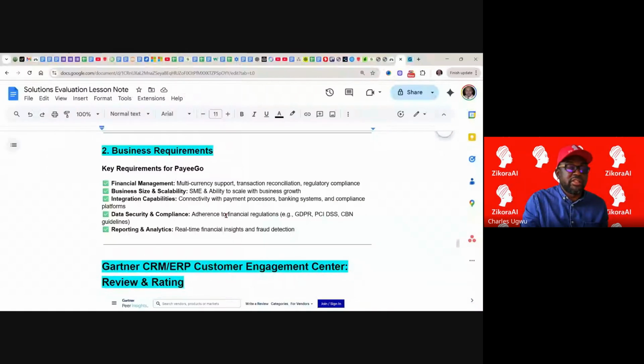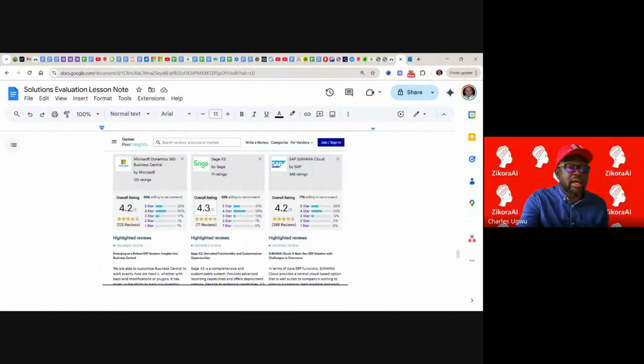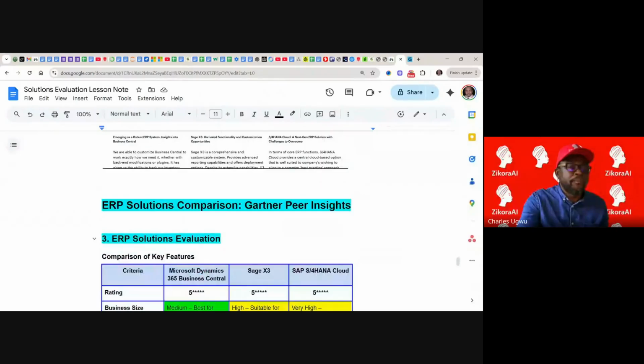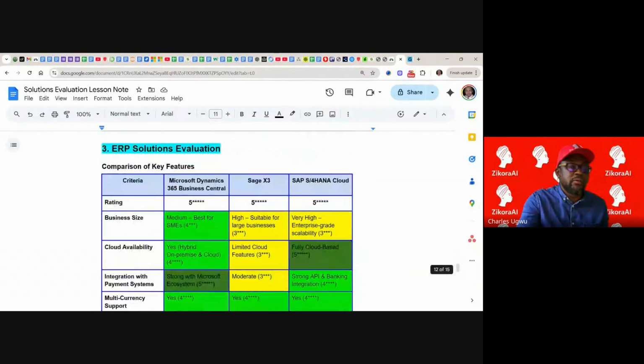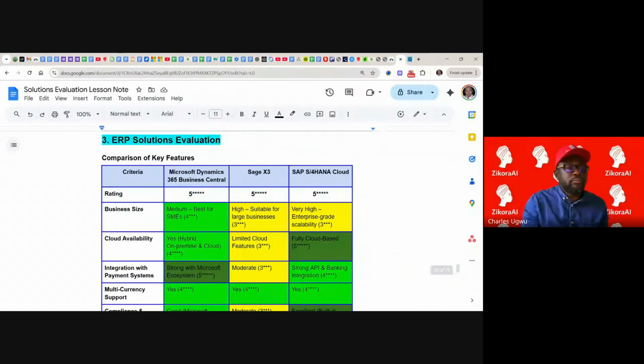Data security, this is a company in London. They don't want to play around with GDPR, data protection. And analytics, they want very good analytics as well. They went to Gartner, did some work there, and after some work in Gartner, they came up with a solutions evaluation like this. Now, look at the work they've done. On business size, this is Microsoft, this is Sage X3, this is SAP S/4HANA Cloud. And here you see on their rating, everything is being rated on a scale of 1 to 5 stars, 5-star rating.